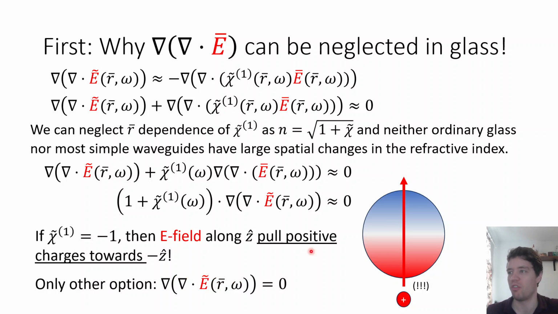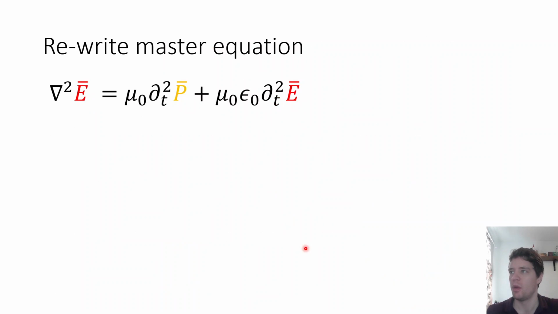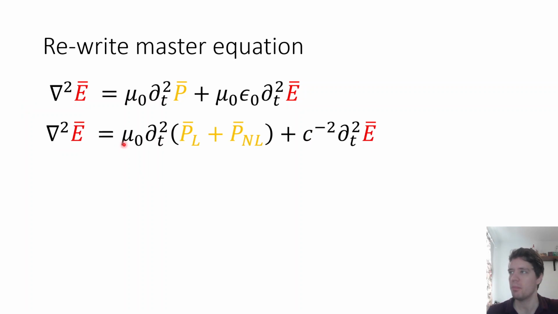So the only other option is that the other factor here must be 0, and that indeed is correct, which is very nice because that allows us to rewrite the master equation in the following way by dropping this gradient divergence term over here to the left.